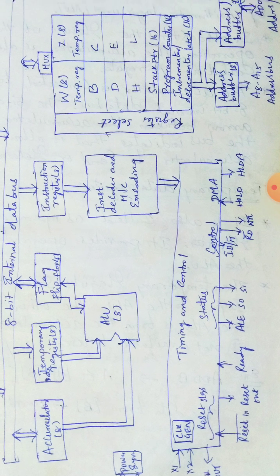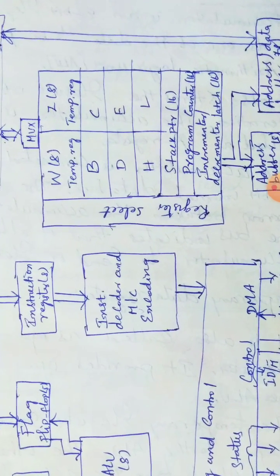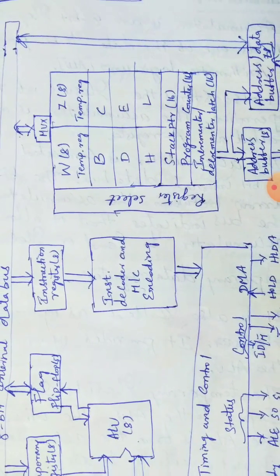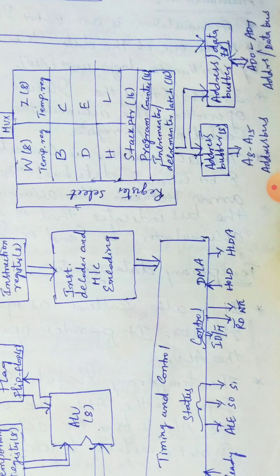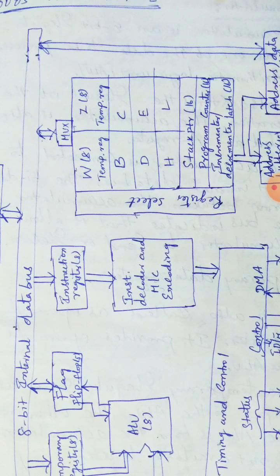Now let's move on to the register side. Here we have different types of registers: the WZ register, BC, DE and HL, stack pointer, program counter, and increment/decrement latch. Now let us see them one by one. Here WZ are temporary registers. These W and Z registers have some speciality, used during internal operations.